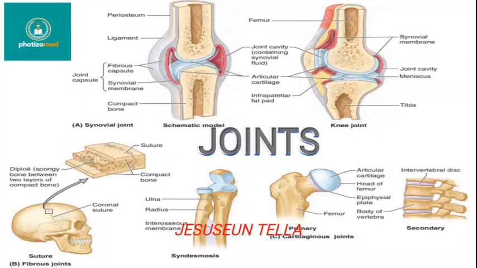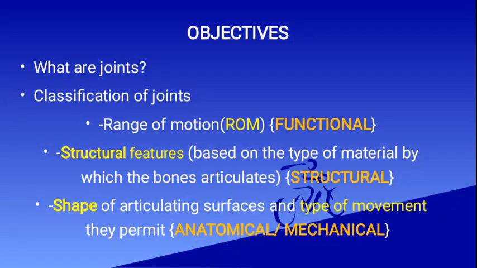Today we'll be talking about joints. So we'll be talking about the definition of joints, the classification of joints. The classification can be based on the range of motion, that's functional classification, can be based on structural features, that's based on the type of material that articulates the bones, or can be based on shape or type of movement, that's anatomical or mechanical classification of joints.